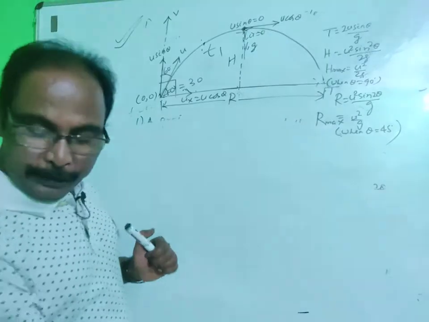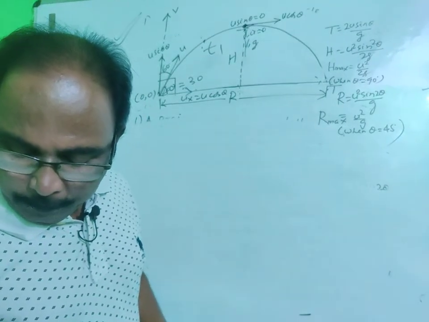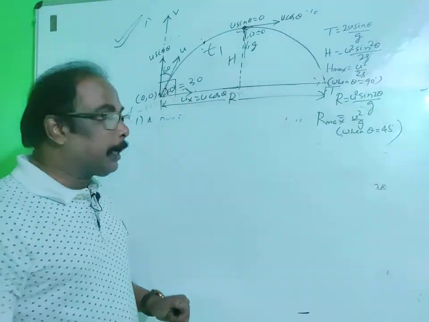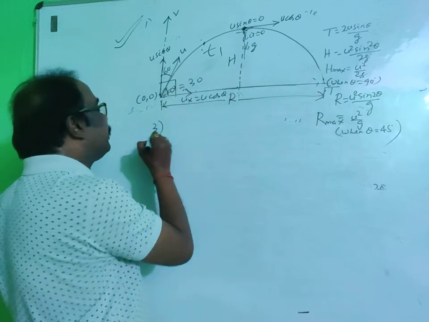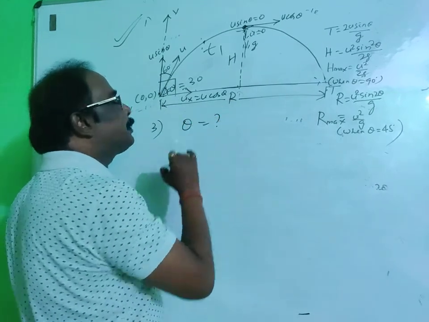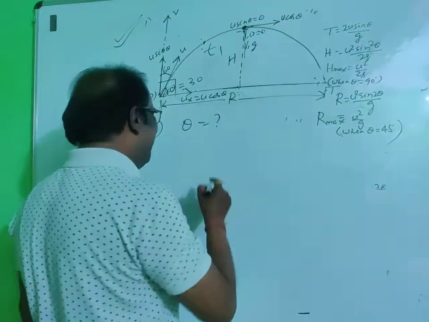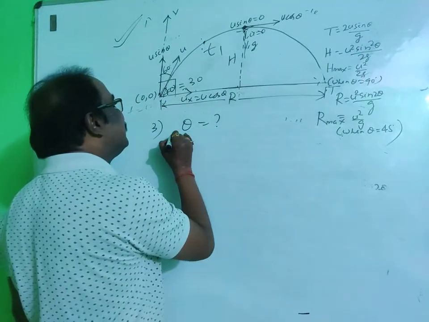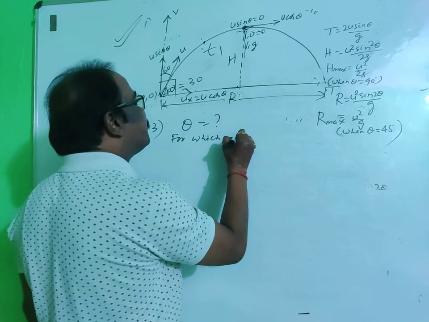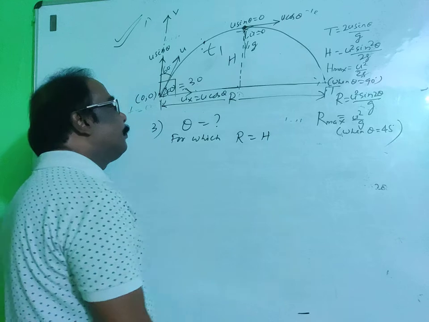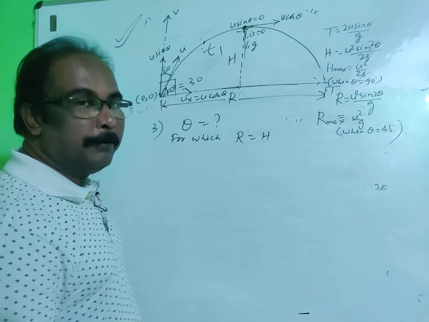These are easier questions. Third question. What should be the angle of projection so that horizontal range is equal to maximum vertical height? Question number 3. What should be angle of projection? I am writing in this way, you can catch it. Okay. What should be the angle of projection for which range, maximum horizontal distance, is equal to maximum height reached by the body.